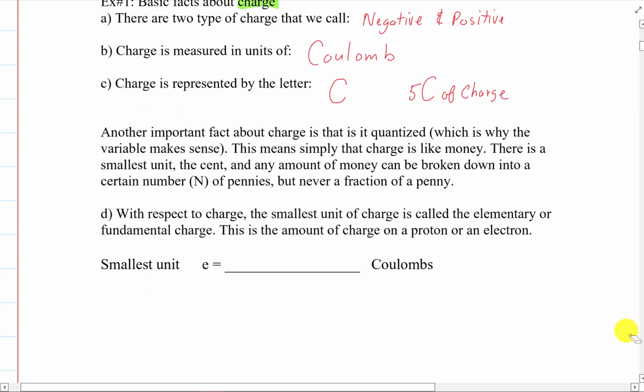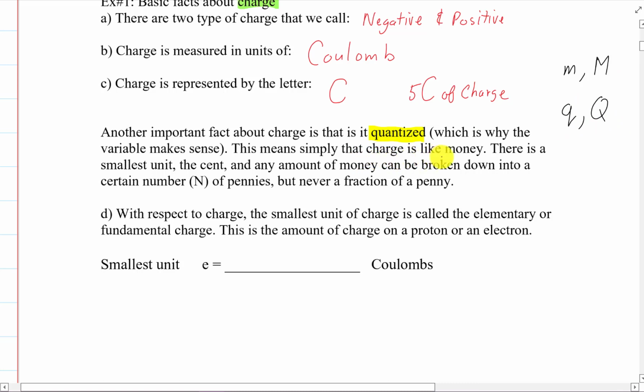Another important fact about charge is that it's quantized. Here's a word, which is why the variable makes sense. What's the variable for charge? Q. It could also be capital Q. Just like the variable for mass was usually a small m, but you know, in that G M M over R squared, sometimes I did m of the planet and made it big. So, quantized.